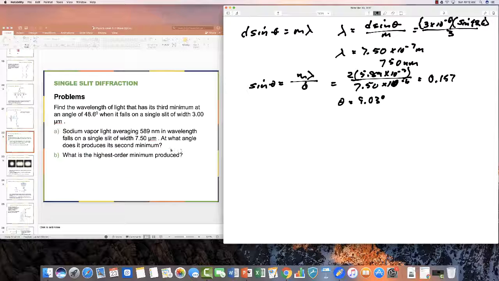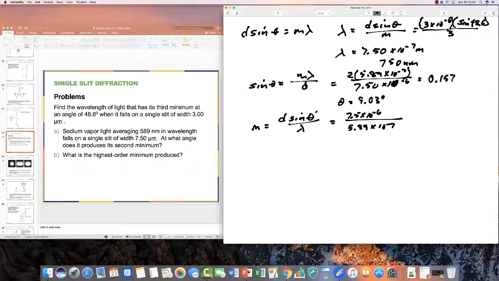What is the highest order minimum produced? This time I gave you enough information to calculate that, and you want to know m, and going back up here, m is equal to d sine theta over lambda. And so we know that lambda is 5.89 times 10 to the minus 7. d is 7.5 times 10 to the minus 6.